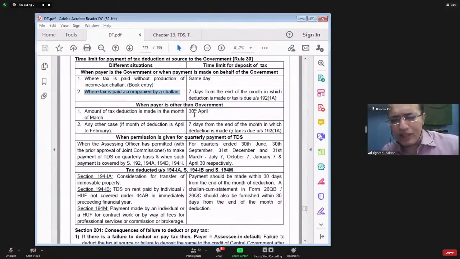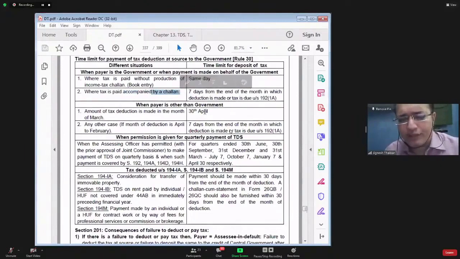While depositing that check in the bank account of Ministry of Finance, one income tax challan form will be required to be filled up. So Ministry of Education is making payment of TDS of 1,000 crores to Ministry of Finance by filling up the challan and by filling up the check. So whenever this payment of TDS is done through bank account, it is done by using a challan.